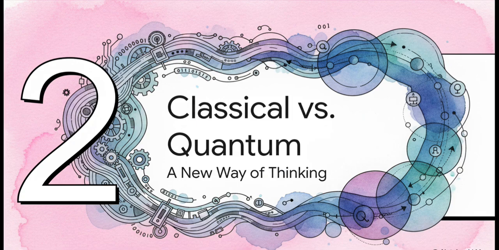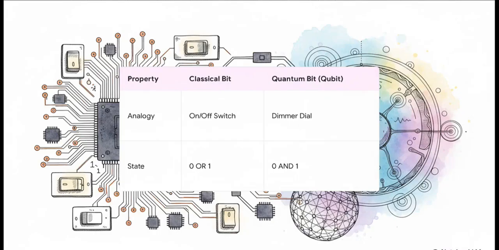The difference isn't just about being faster. It's about a completely different way of computing, a fundamentally new way of looking at the problem. See, a classical computer, the one you're using right now, it uses bits. Think of them as light switches. They're either on or they're off, a 1 or a 0. It has to try every single combination one by one.